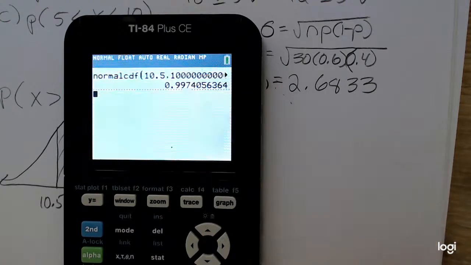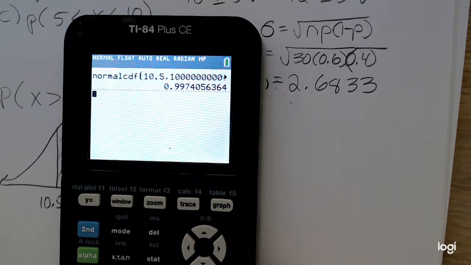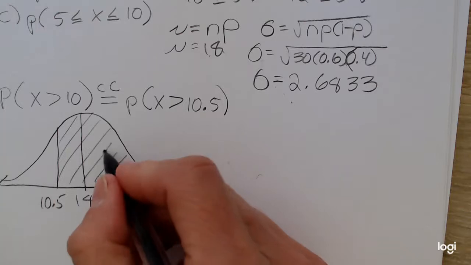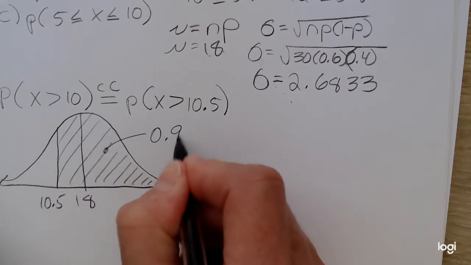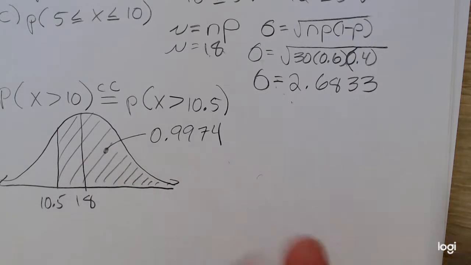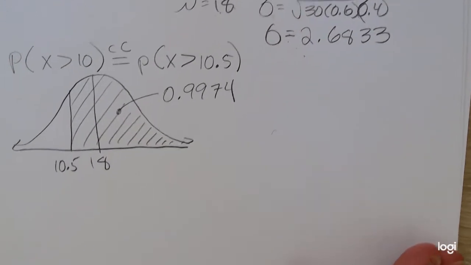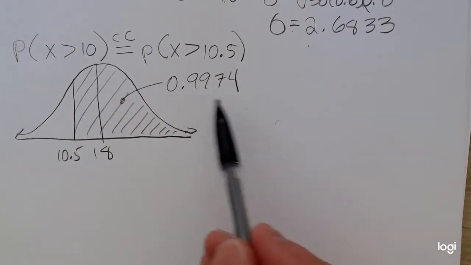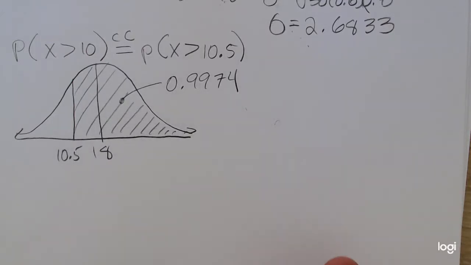So rounded to 4 decimal places, that's 0.9974. Okay, so a huge chunk of this curve has been shaded. Okay, almost all of it, so I didn't sketch it proportionally correct.